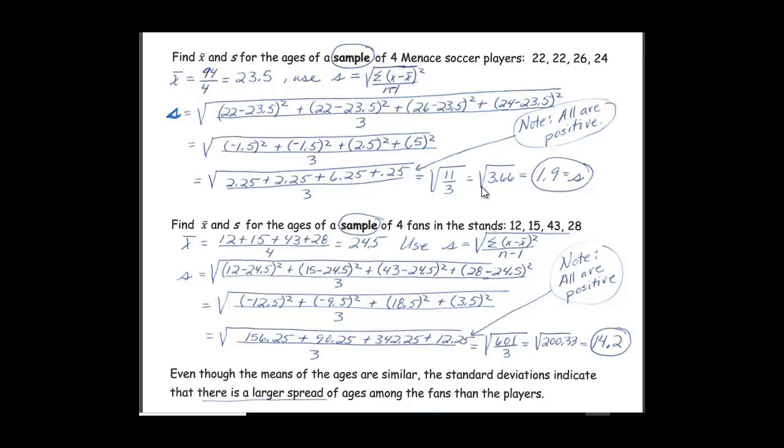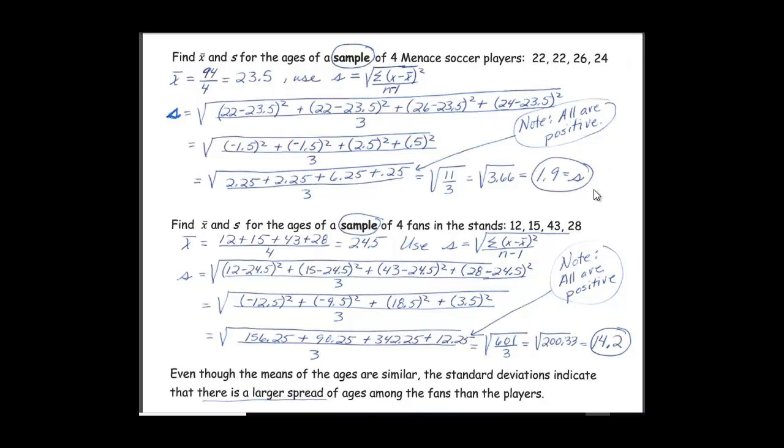So your last step is to square root that. Many times students forget to square root that. So we come up with a standard deviation of 1.9. So all this means is that typically the ages of our soccer players differ from the mean by not quite 2 years. And when we look at that, yeah, that kind of makes sense.